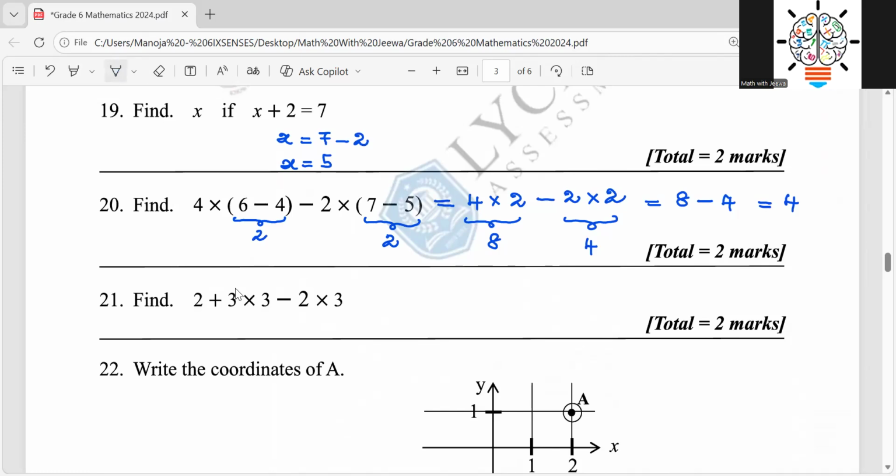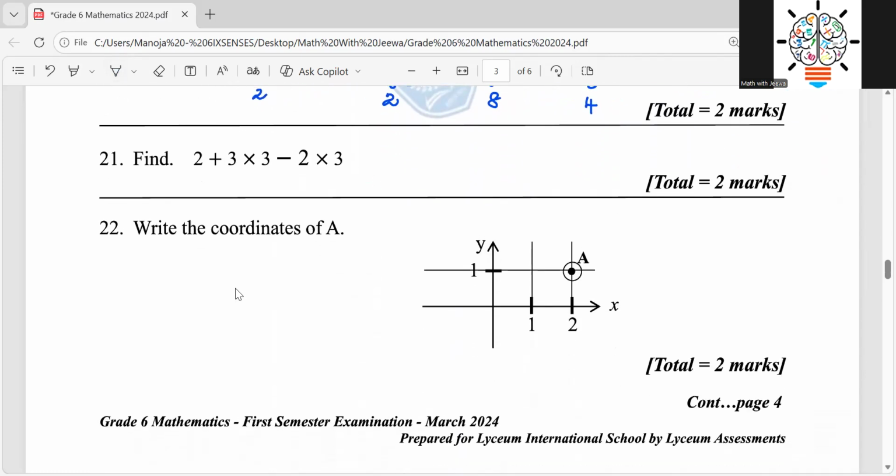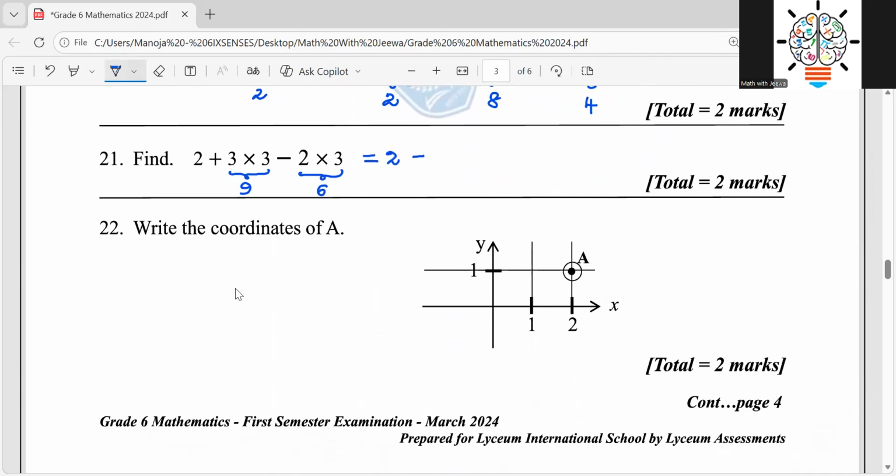And then we will move to the next one. Here also you have 3 times 3, 9. And 2 times 3, 6. Then I rewrite the question. How? 2 plus 9 minus 6. Right? 2 plus 9, it is 11. 11 minus 6, the final answer is 5.